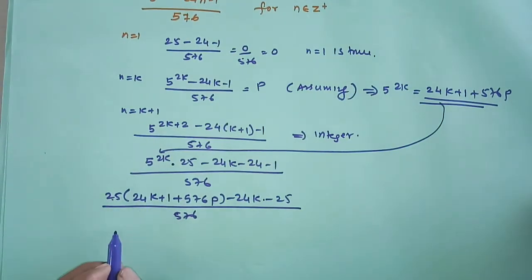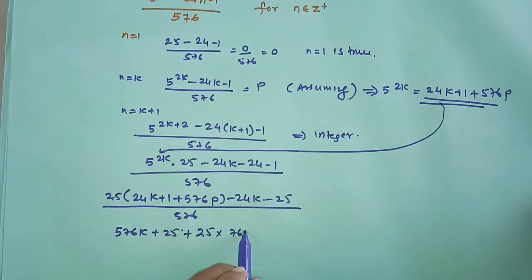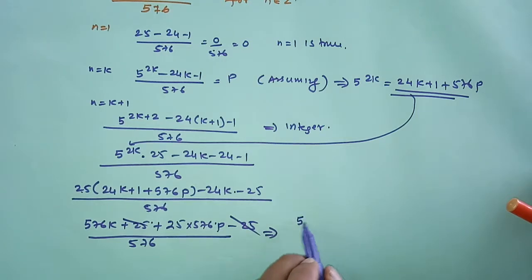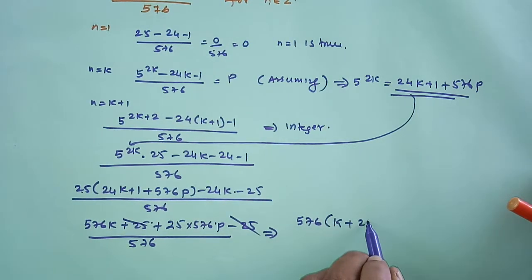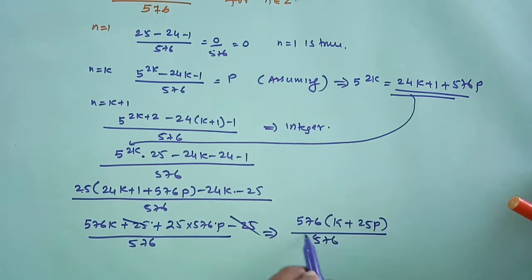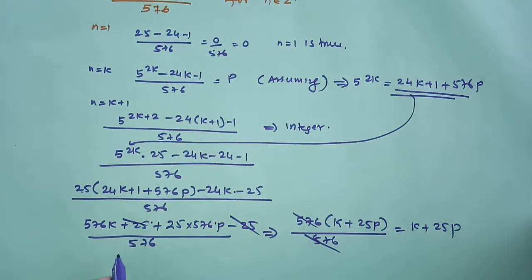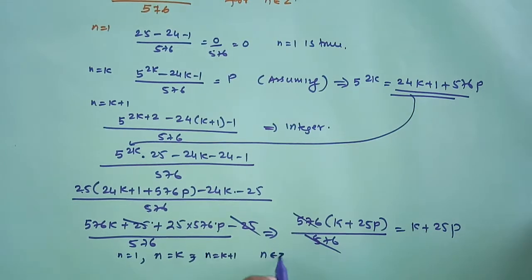Now 24 into 25 you can write down, and if you simplify with this k, it's going to be 576k plus 25 plus 25 times 576p minus 25. So this is going to cancel, and you're going to get 576. Now if you simplify this, 576 can be taken common, and it becomes 576 times (k plus 25p) over 576. Now this cancels out, so we get k plus 25p. As k is an integer and p is an integer, this answer is going to be an integer. As in inequalities, do not forget to write the steps: n equals 1 is true, n equals k, n equals k plus 1. It's going to be true for n belonging to positive integers.